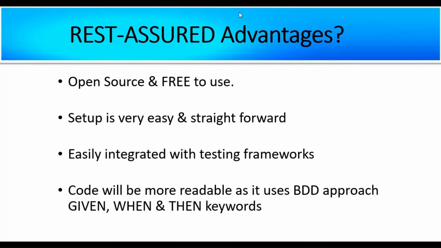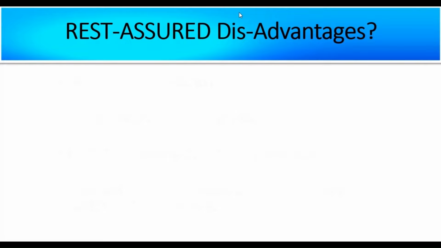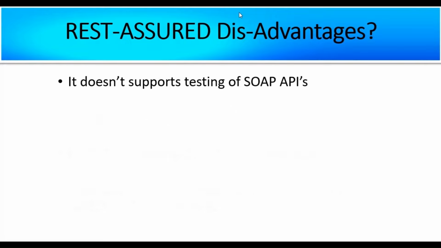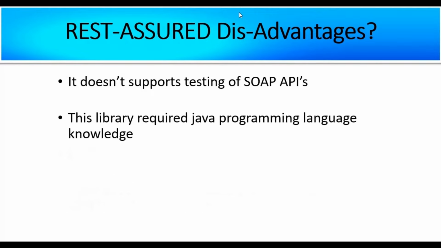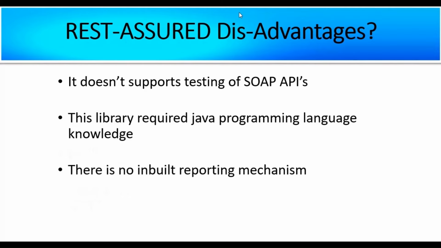So let's move on to the next slide, where we will discuss the disadvantages of using REST Assured. The first disadvantage is that it does not support testing of SOAP APIs. The second disadvantage is that this library requires Java programming experience or knowledge. There is also no inbuilt reporting mechanism if we are just using the REST Assured library, so we need to use a third-party tool to generate the reports.